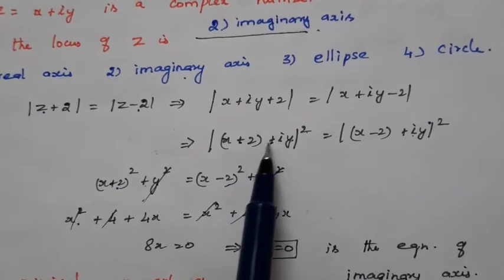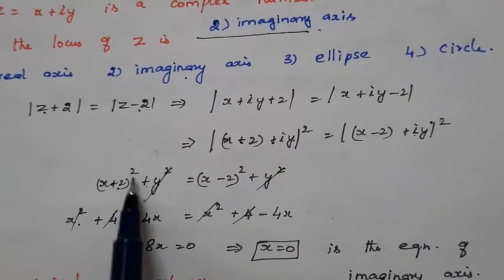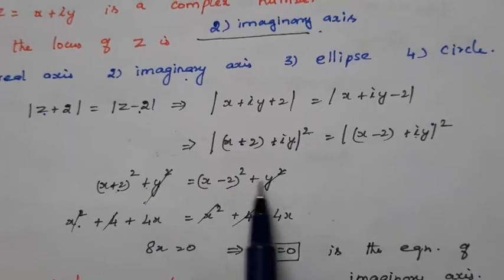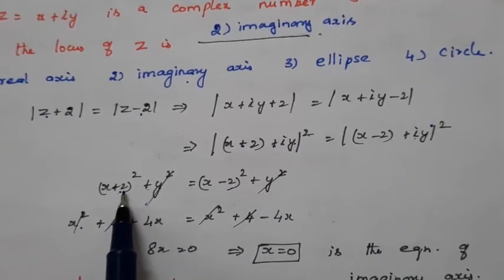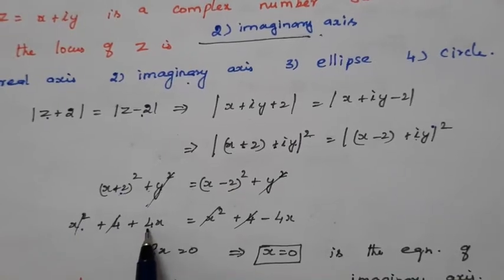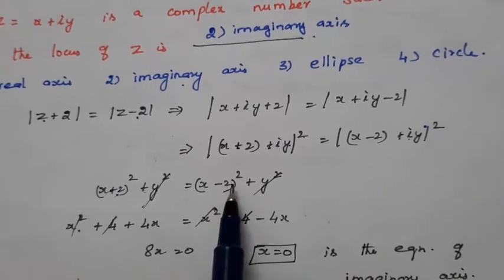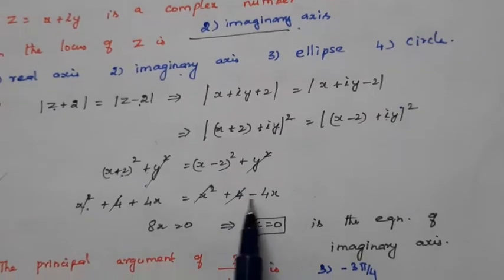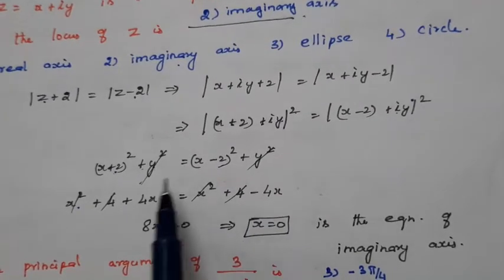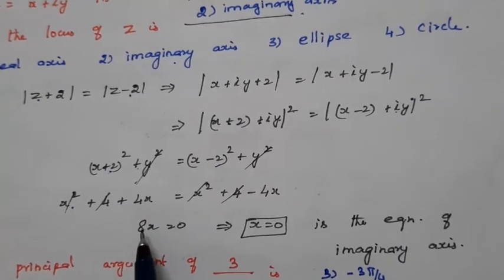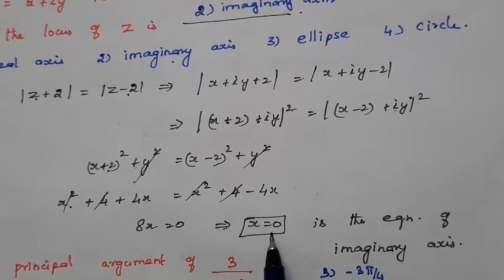Modulus of the whole square is nothing but x plus 2 squared plus y square, and here it is x minus 2 the whole square plus y square. Y square and y square get cancelled, and expand x plus 2 the whole square as x squared plus 4 plus 4x. And here on expanding x minus 2 the whole square, you get x squared plus 4 minus 4x. Again x square and 4 get cancelled, and moving this minus 4x to the opposite side, we have 8x is equal to 0, that is x is equal to 0.